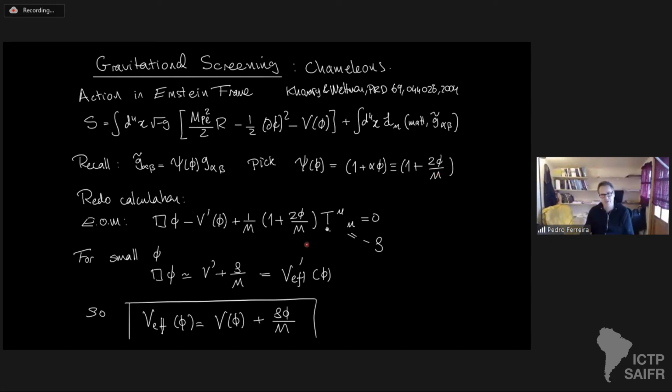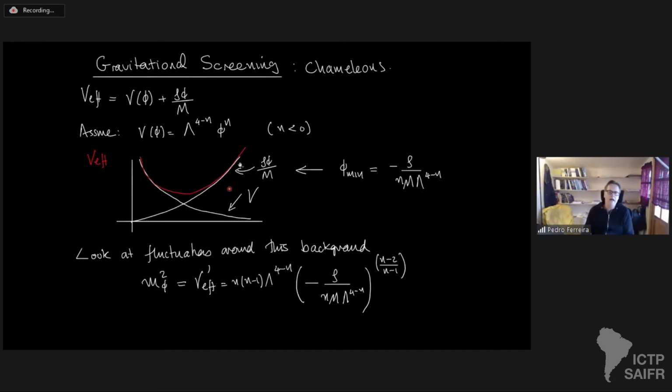Now, if I redo the calculation, I get an equation which you've already seen, which is box phi equals V prime of phi plus the non-minimal coupling to the stress energy tensor, because now I'm considering a general potential. Now let's look at what happens for very small phi. If phi is very small, your equation is box phi equals V prime plus lambda m gamma over m, right? So that's, in some sense, the derivative of your effective potential. And your effective potential looks like this, really. It's V of phi plus rho phi over m, okay? But what does that look like?